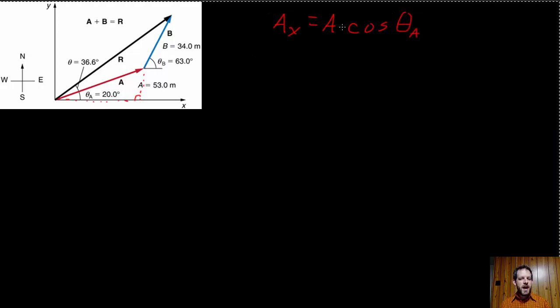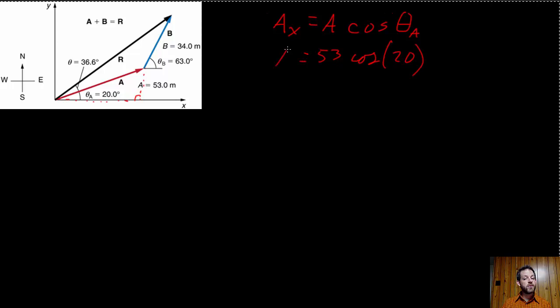All right, so that's what we're going to do. I'm not going to write out every single one of these formulas for the sake of space, but we'll see what we can fit. So A is 53, so we're going to put a 53 in here, and then cosine of 20 degrees. Now make sure your calculator is in degree mode when you're doing these, not in radians, because you'll get the wrong answer if it's in radian mode. So make sure it's in degree mode.